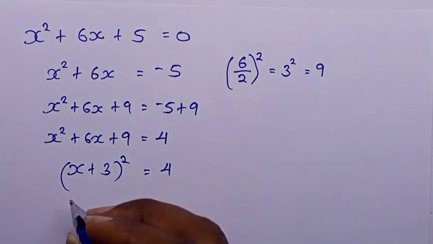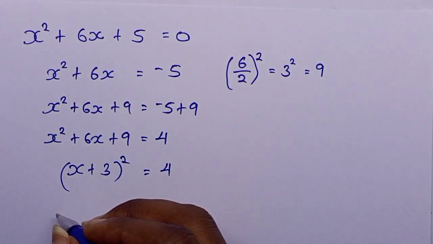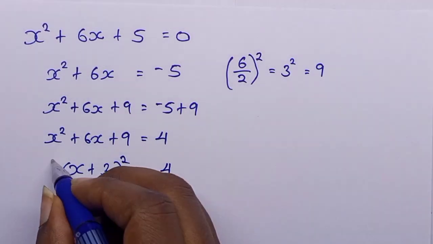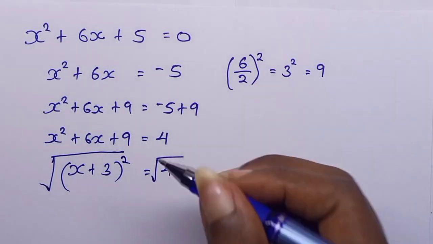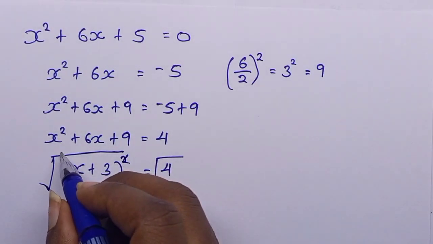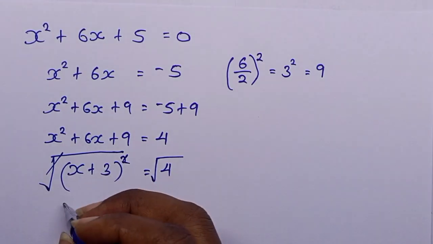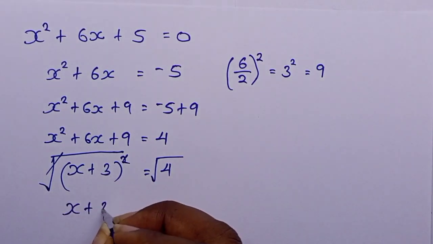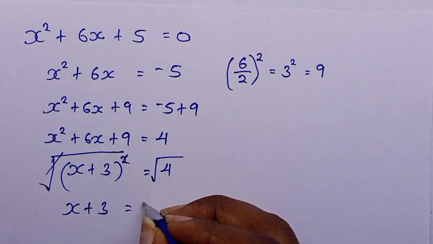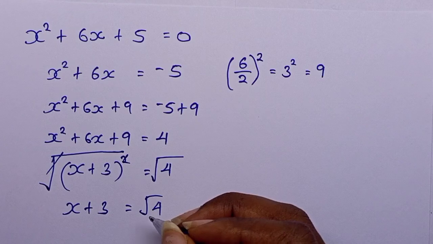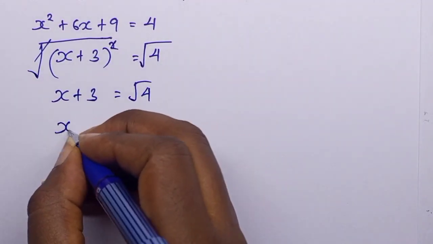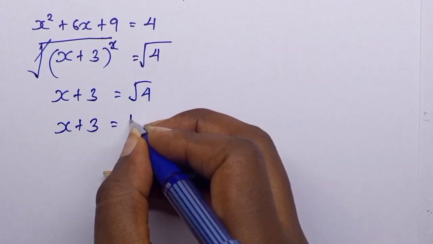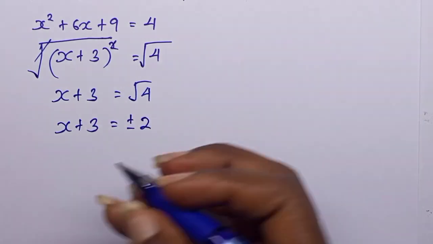So we now find the square root on both sides. We shall find the square root this side and square root this side. The square cancels with the root. So we are left with x plus 3 is equal to root of 4. But square root of 4 is equal to plus or minus 2. So x plus 3 is equal to plus or minus 2.